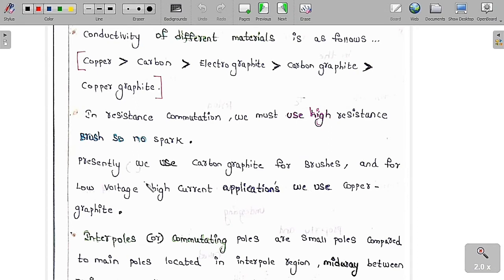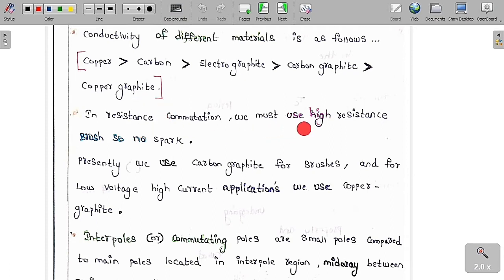graphite. I already told you the two methods to improve the commutation are resistance commutation and EMF or voltage commutation. In resistance commutation, we must use high resistance brushes, so no spark occurs. Copper graphite has less conductivity, so more resistivity, then the second is carbon graphite. But practically we prefer carbon graphite, and for low voltage and high current applications we use copper graphite.